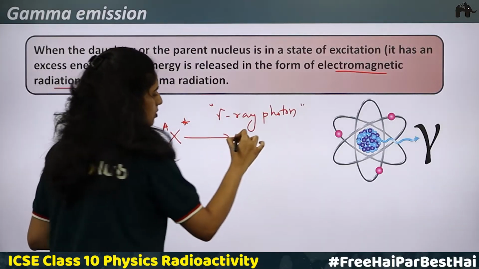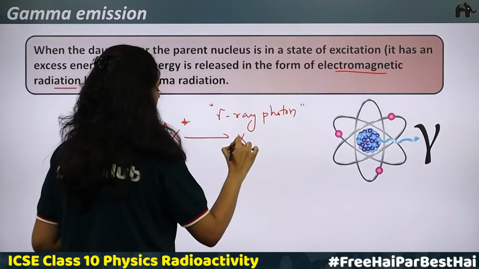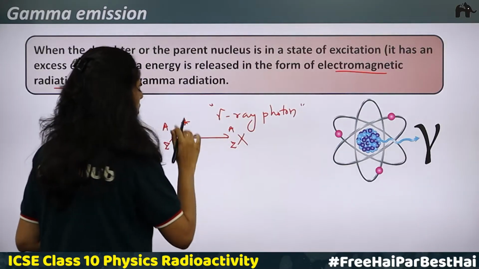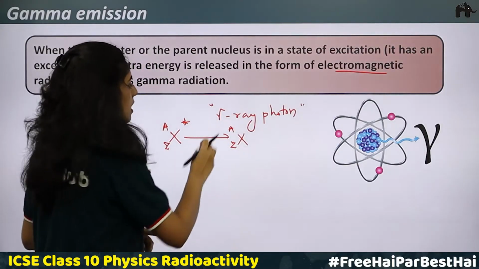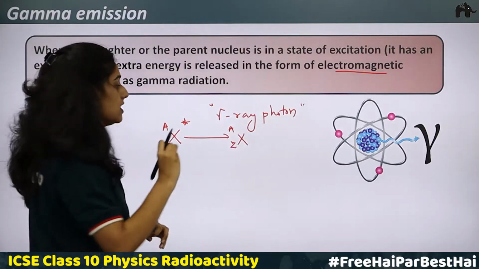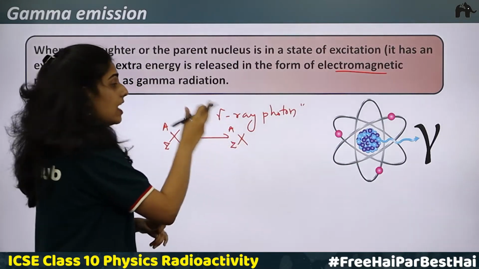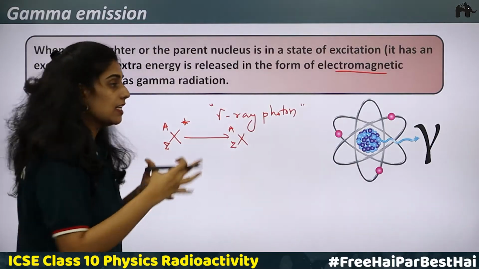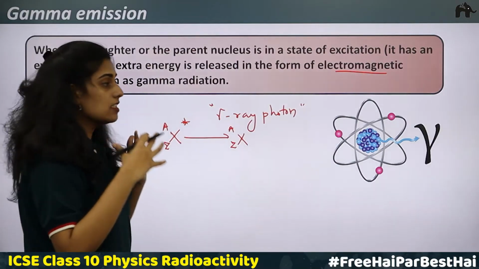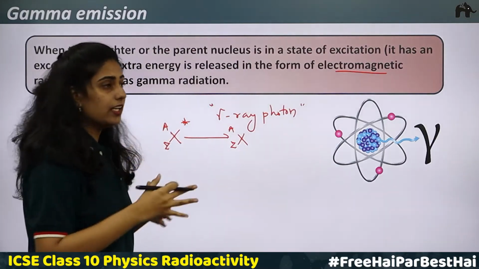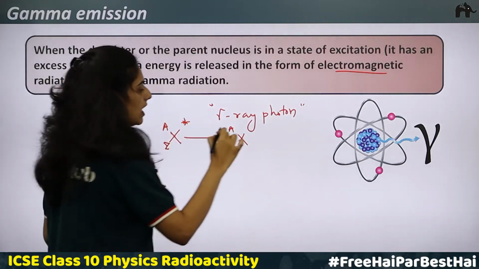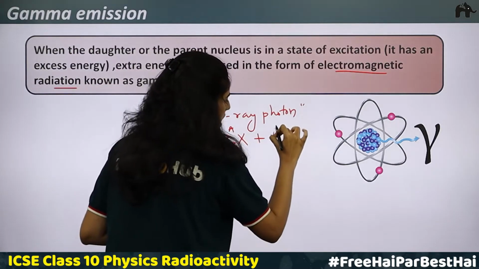To bring it to the ground state, the same XZA, that is, the atomic number and mass number, is not going to change, but the star will be removed, which means it is now in the ground state, or the stable state. It has come from the excited state. Excited state means there is excess energy. This excess energy, when released, only then can it come to the stable state. So this excess energy comes out as gamma radiation.